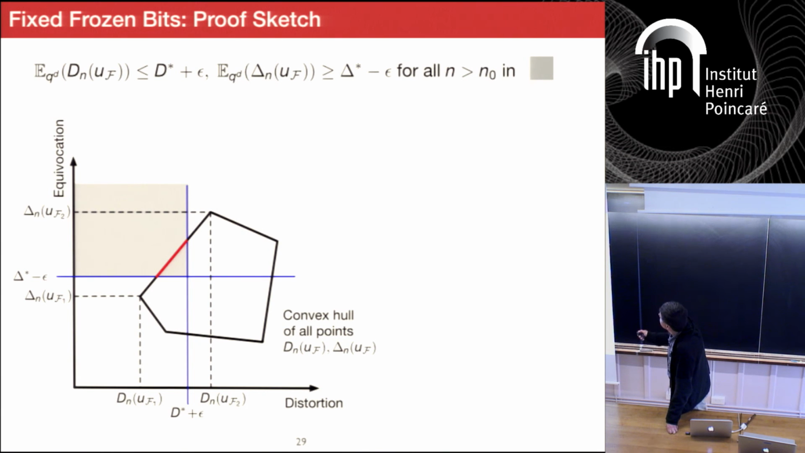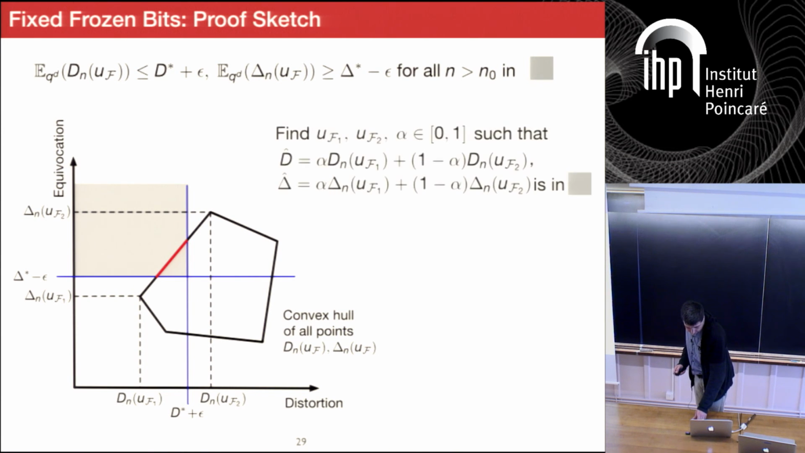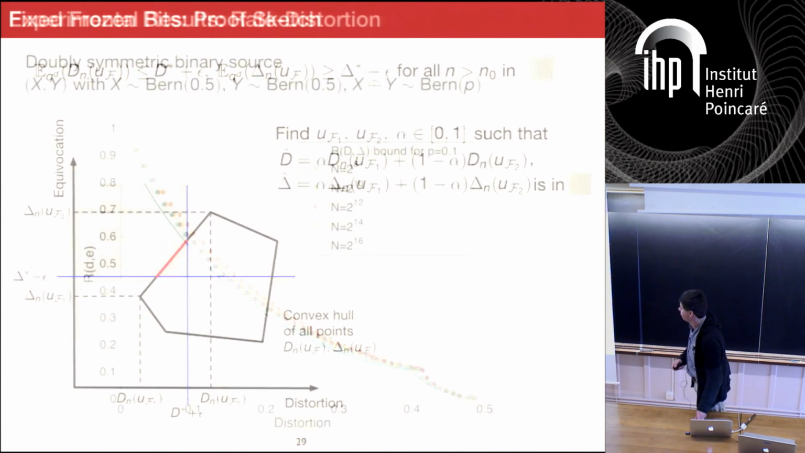So we only need two sets of frozen bits, UF1 and UF2, and we do time sharing. We're always in this quadrant. And by doing so, by time sharing with two sets of frozen bits, we can achieve these results for a fixed set; we don't have to average over all frozen bits.